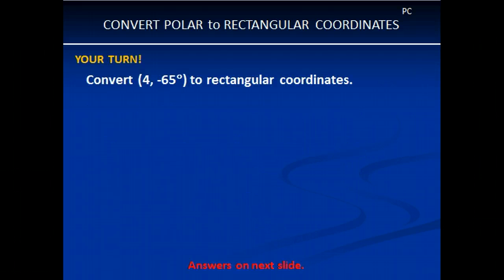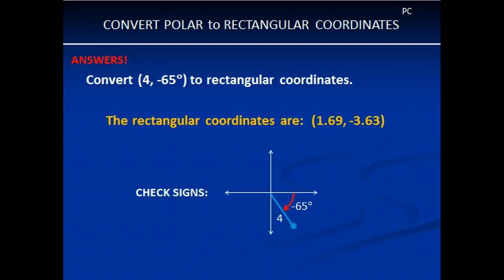Your turn. Convert 4 and negative 65 degrees to rectangular coordinates. Pause now. Okay. I hope that you got 1.69 and negative 3.63. Check your signs. If we go to negative 65 and we're at our positive 4 here, do we have a positive and then a negative coordinate? Yes. x is positive. y is negative. We have a winner.